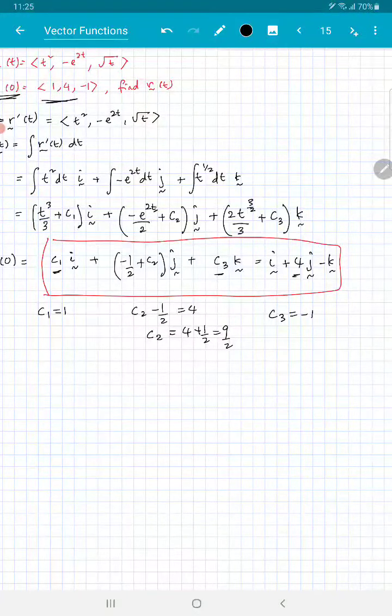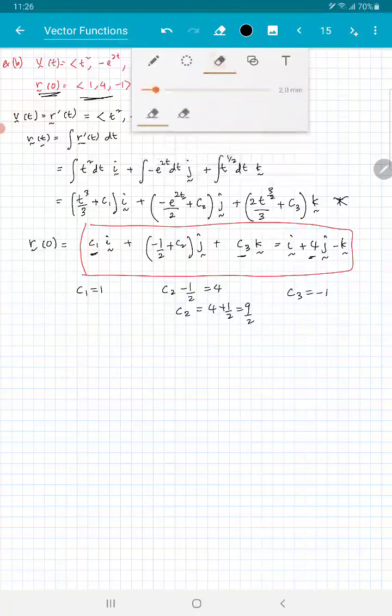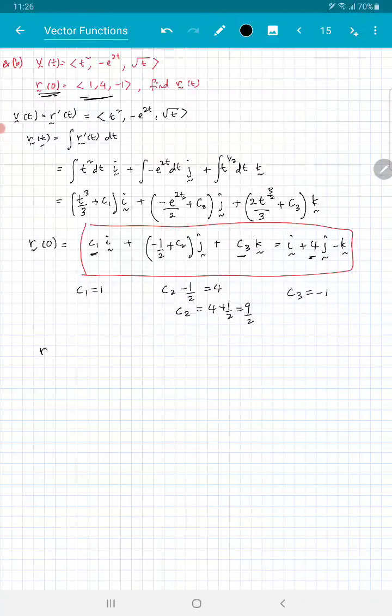Okay, so now we can update the solution, because remember this is our r(t), but now we need to replace c1, c2, c3 with the values that we just obtained. So r(t), the one that we want, is equal to t cubed over 3 plus c1, where c1 is 1. So that's the x component. And then we have negative a half plus c2, where c2 is 9/2.